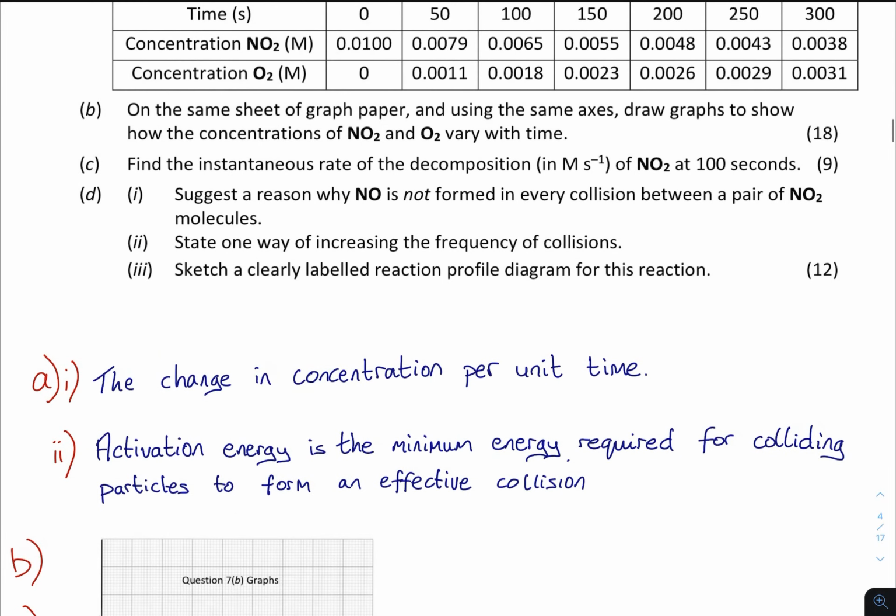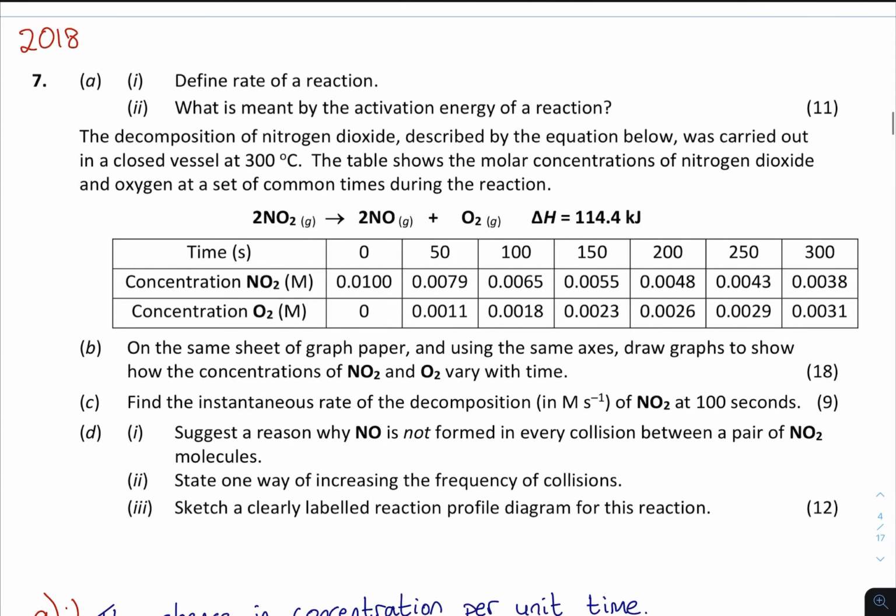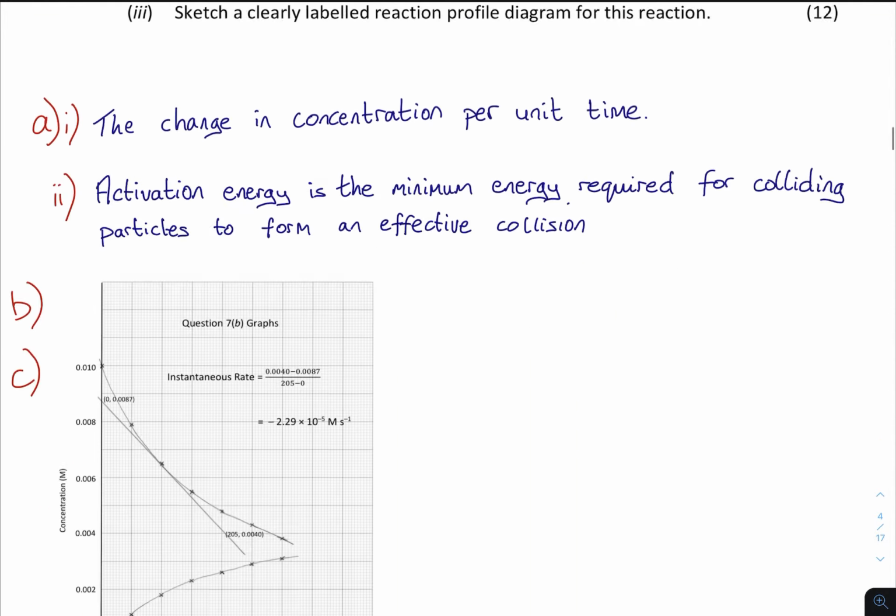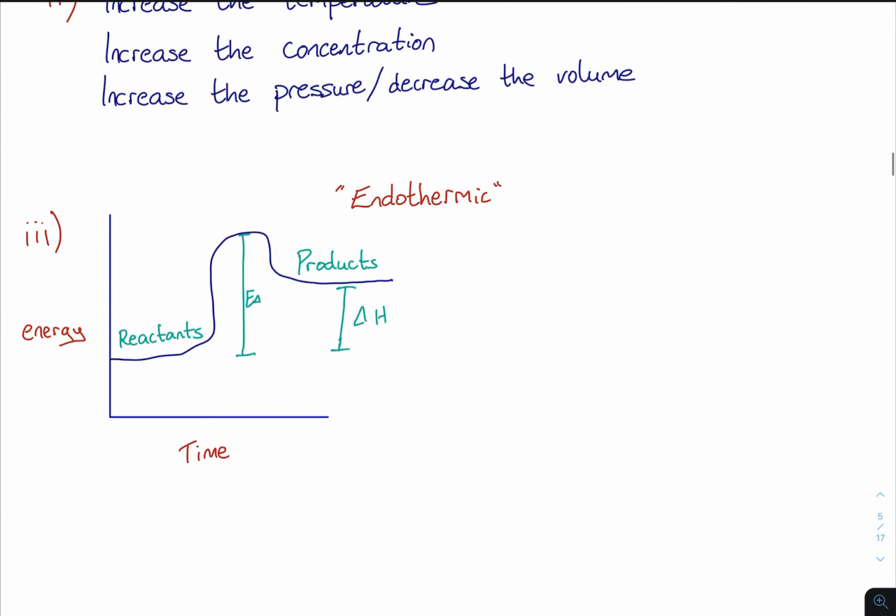Okay, a labeled reaction profile diagram for this reaction. So there are two types of reaction profile diagrams, exothermic and endothermic. So you go over here, you look at your delta H over here, and you can see it's a positive sign in terms of kilojoules there. So therefore, it must be an endothermic reaction energy profile diagram.